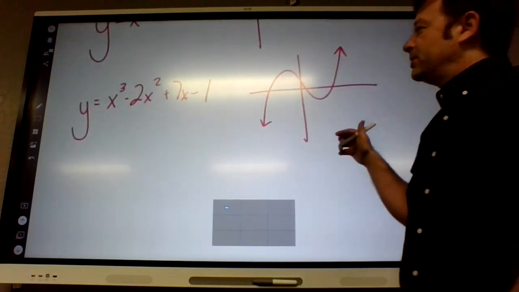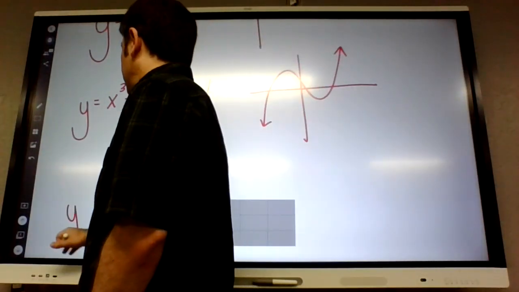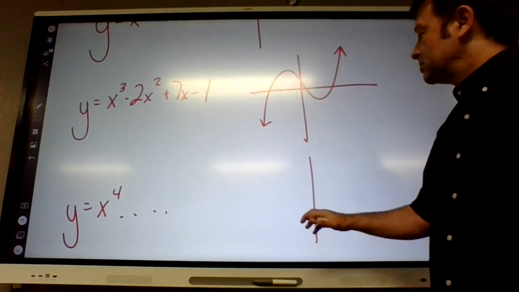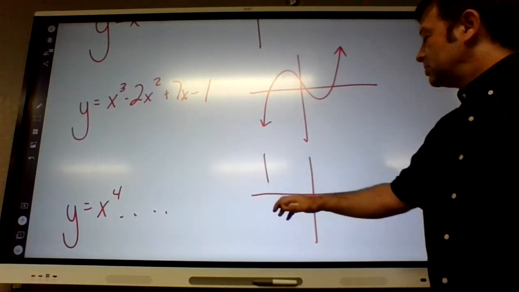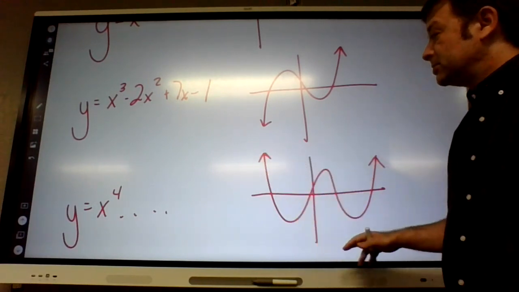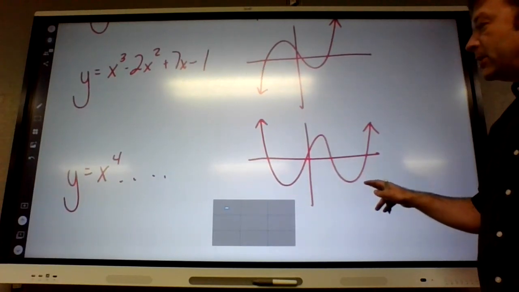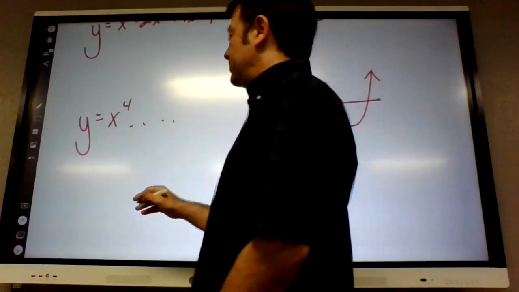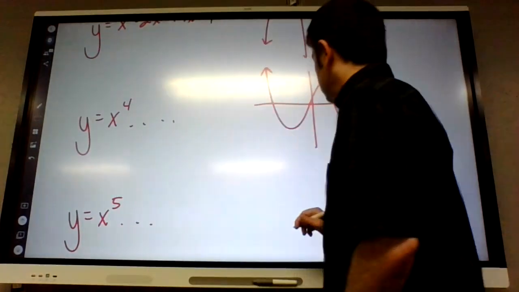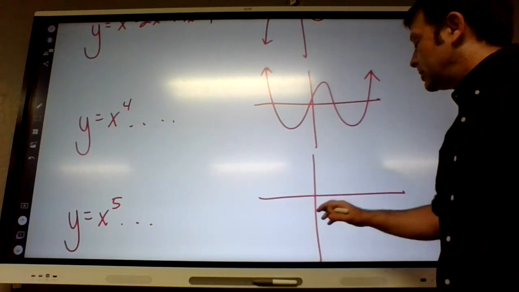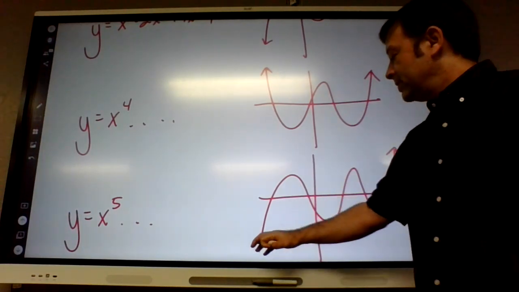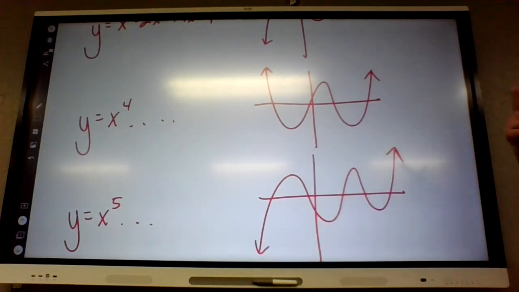Okay, and then what would an x to the fourth function look like? More of a squiggle. Like a W. And how about x to the fifth? It's gonna look like the third, but longer. Odds start from the bottom and go up. So each time you add a power, it adds another turn, another curve.